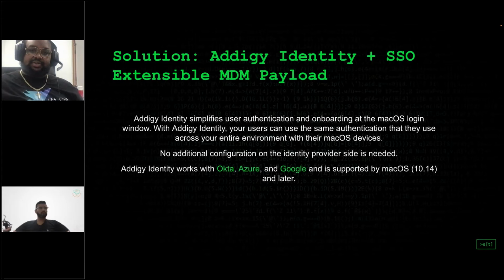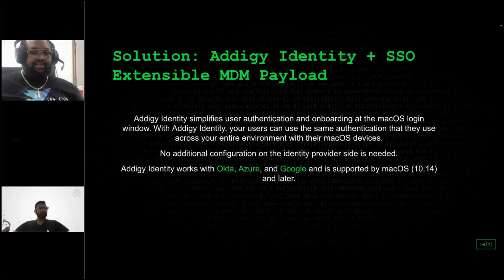So, what's the solution to that? We're proposing a solution of two things combined: Added Identity and the SSO extensible MDM payload. Added Identity simplifies user authentication and onboarding at the macOS login window. With Added Identity, your users can use the same authentication that they use across your entire environment with their macOS devices. There shouldn't be any need for any additional configurations on the provider side.